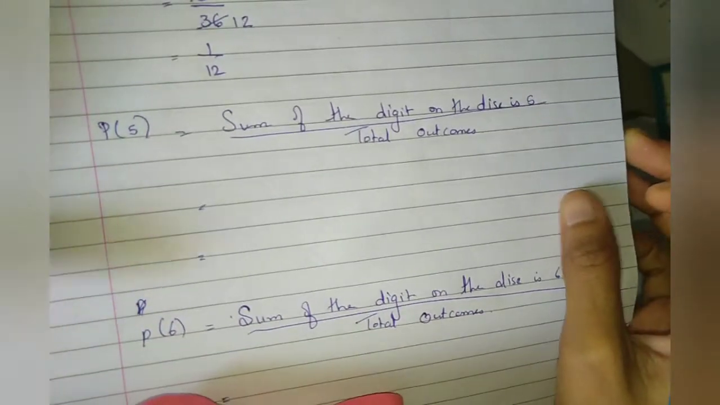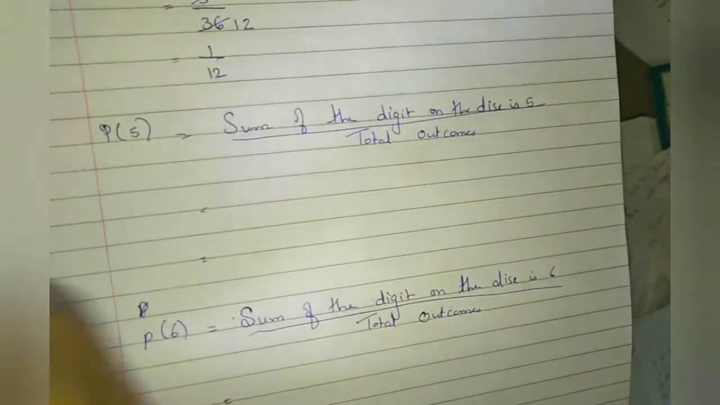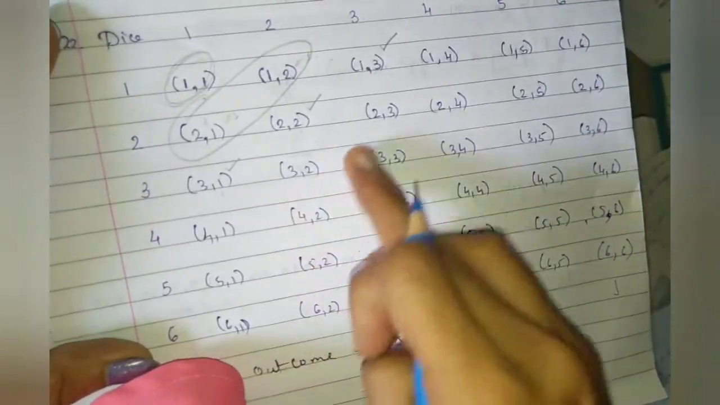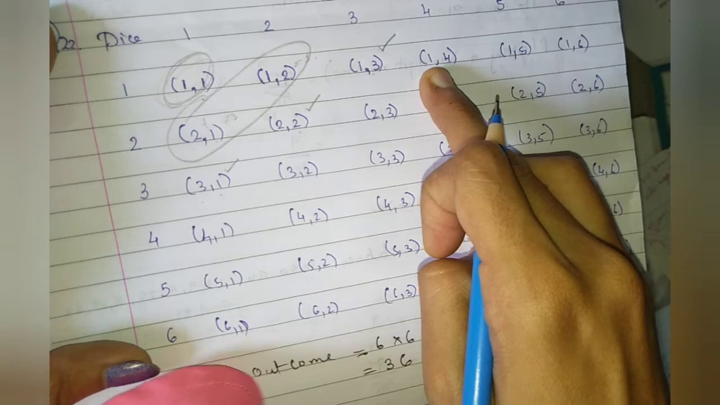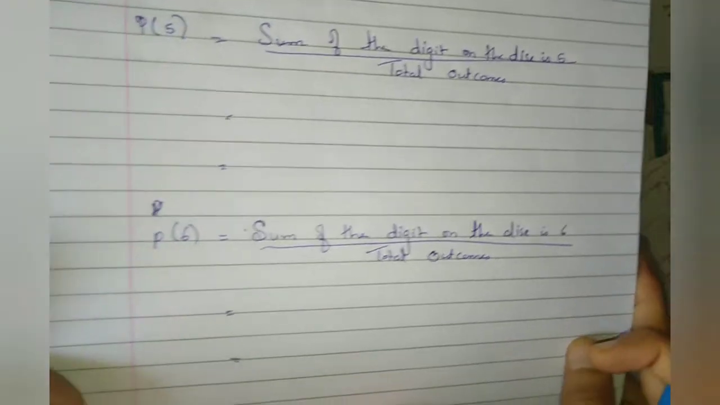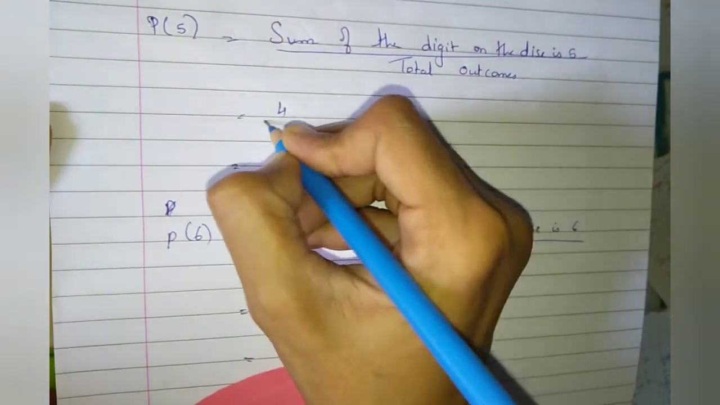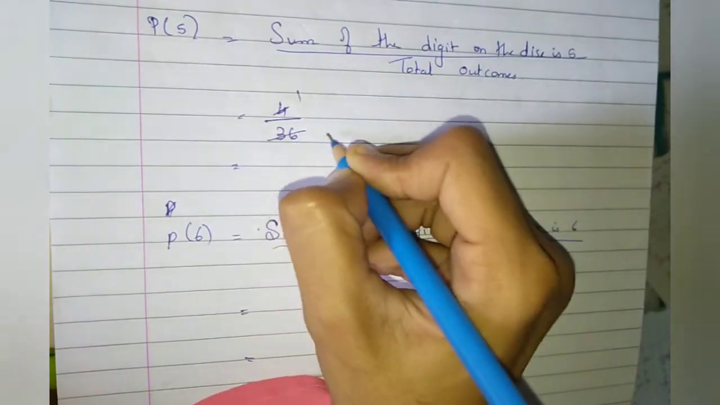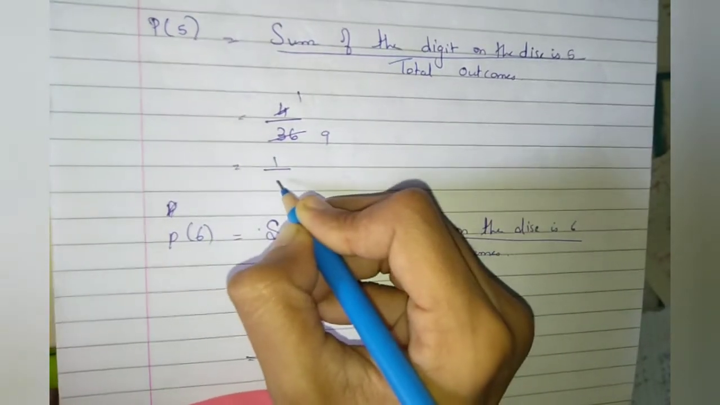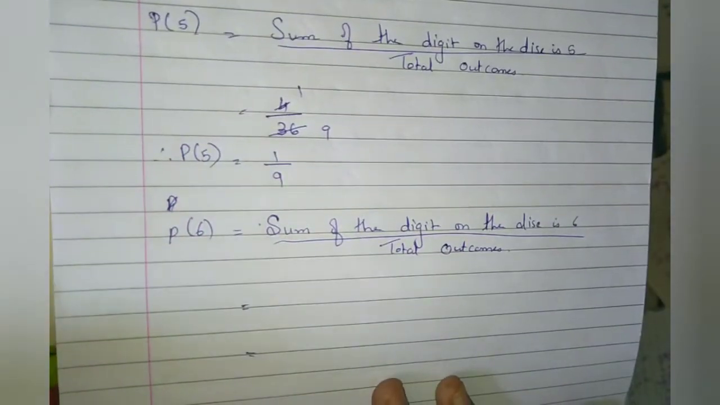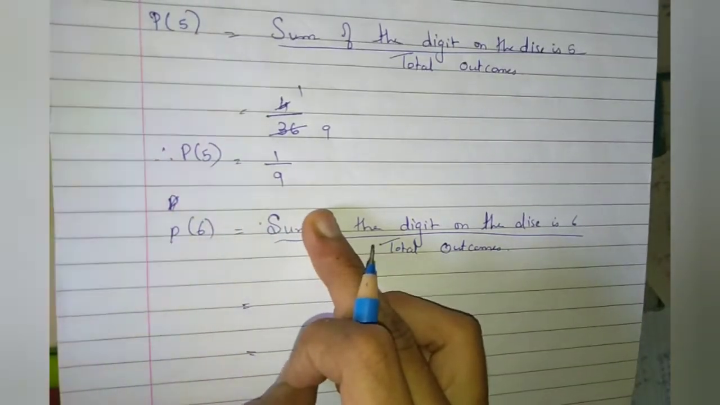Okay. Now for the 5, the sum of the digits on the dice is 5. So the total outcomes are 1 plus 4 is 5, 3 plus 2 is 5, 2 plus 3 is 5, and 1 plus 4 is 5. So how many outcomes? 1, 2, 3, 4. 4 outcomes, which is equal to 4 upon 36. So 4 ones are 4 and 4 nines are 36, so 1 upon 9. Therefore the probability that the sum of the digits on the dice is 5 is equal to 1 upon 9.